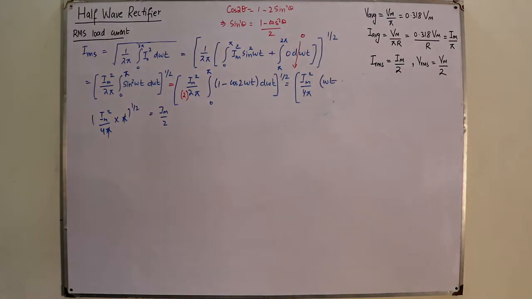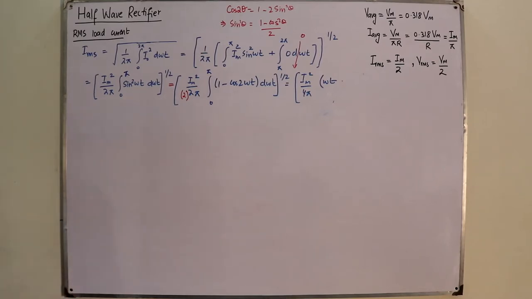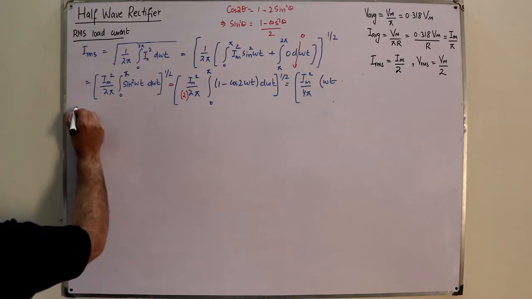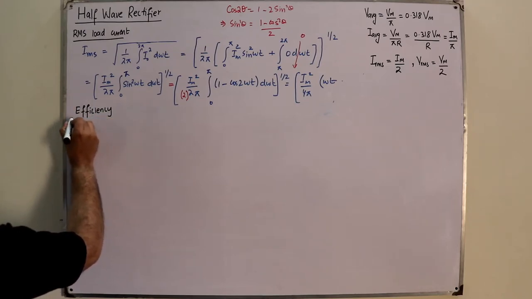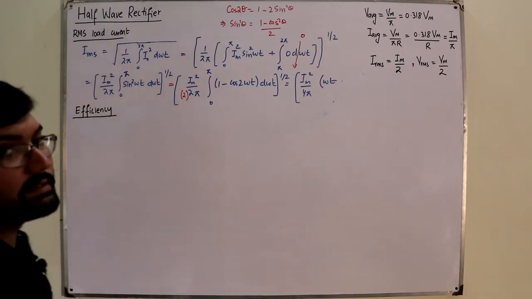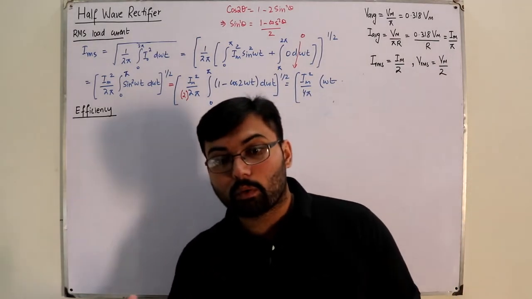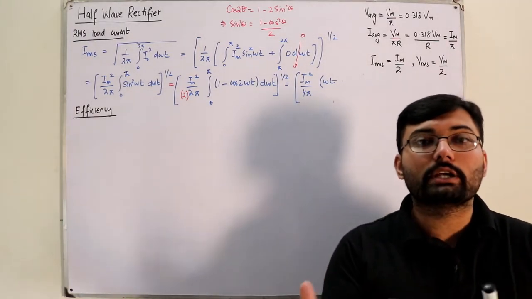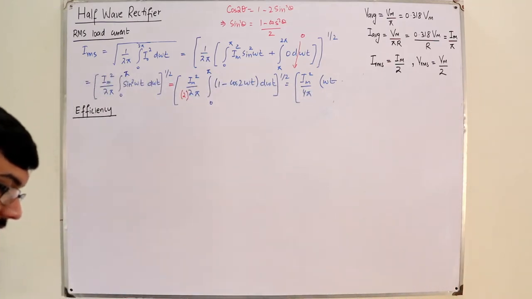The next is the efficiency of the rectifier. This is also known as the rectification efficiency. Now, what do we have to do in this case? The basic requirement is to convert an AC signal into a DC signal, right? Which means our requirement is DC, and the input is AC. The purpose is AC to DC.